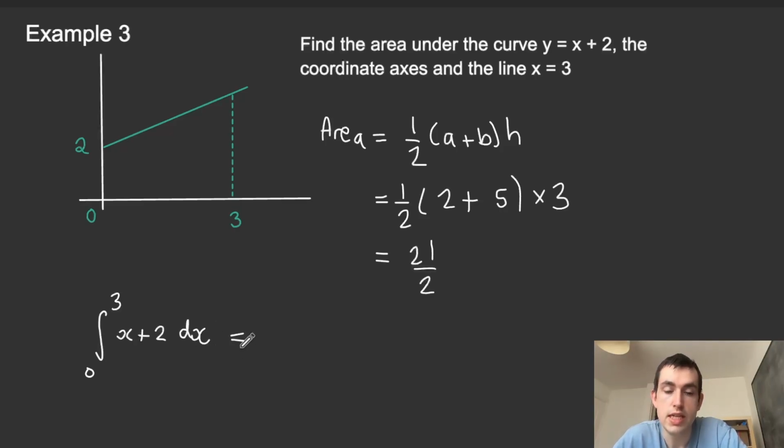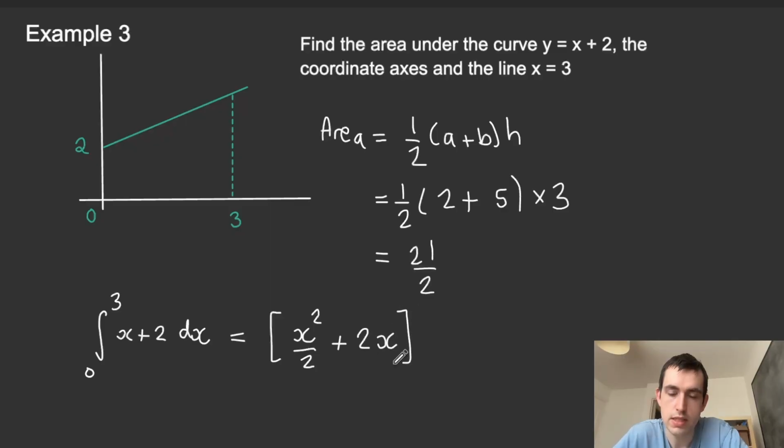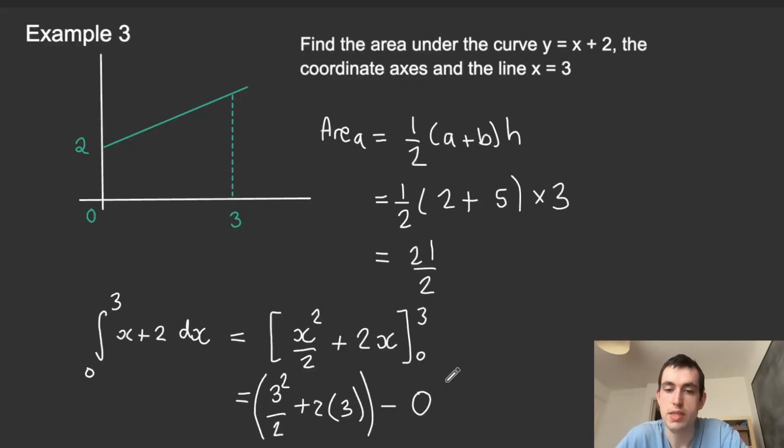And what we should see is that we'll get the same answer. Let's integrate it. We're going to get x squared over 2 plus 2x. Hopefully that process is becoming a bit more familiar now, with the limit being 0 and 3. And then what we're going to do is we're going to sub 3 in. So we're going to get 3 squared over 2 plus 2 lots of 3. And then we're going to subtract the lower limit. In this case, the lower limit is just going to be 0.